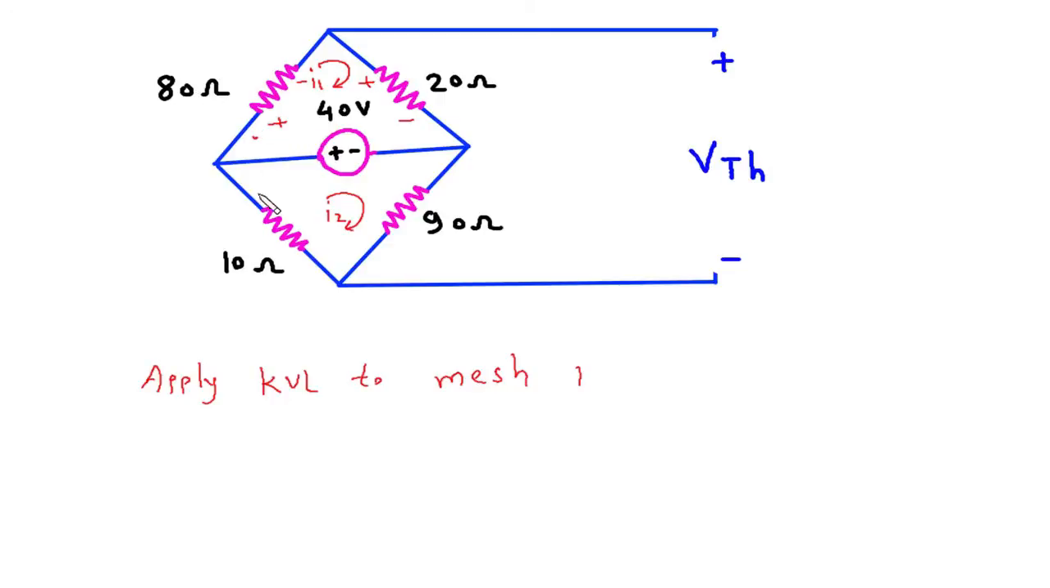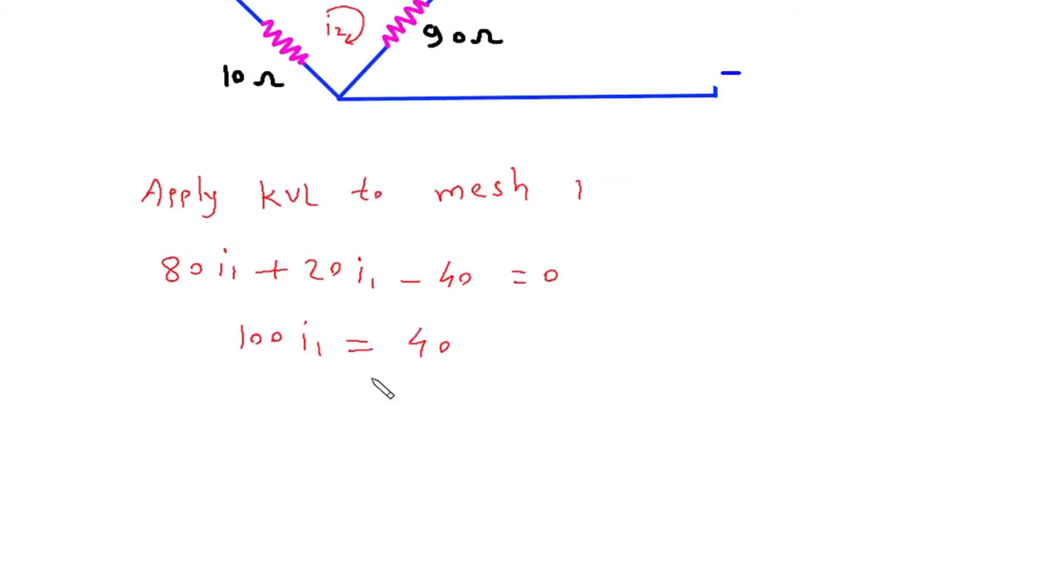So this will be plus 80 into I1, then plus 20 I1, then this will be minus 40 is equal to 0. So this will be 80 I1 plus 20 I1, this will be directly 100. So 100 I1 is equal to 40. Therefore I1 is equal to 40 by 100. So this is equal to 0.4 ampere.